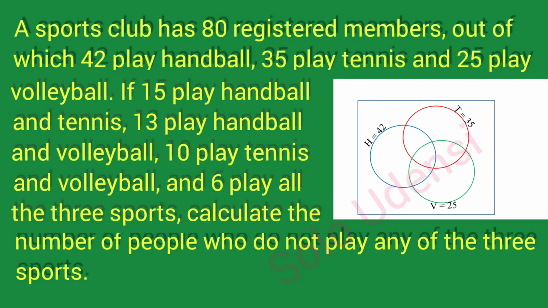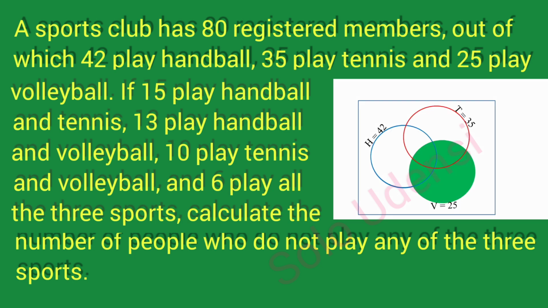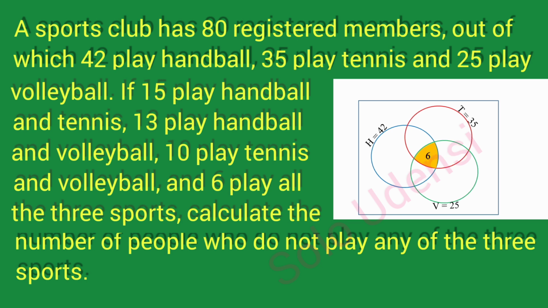A sports club has 80 registered members, out of which 42 play handball, 35 play tennis, and 25 play volleyball. If 15 play handball and tennis, 13 play handball and volleyball, 10 play tennis and volleyball, and 6 play all the three sports. Calculate the number of people who do not play any of the three sports.